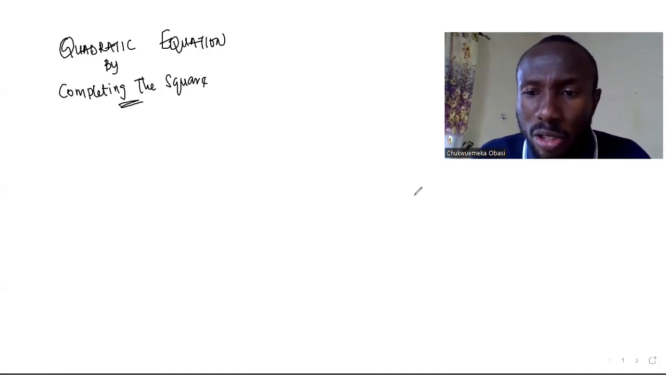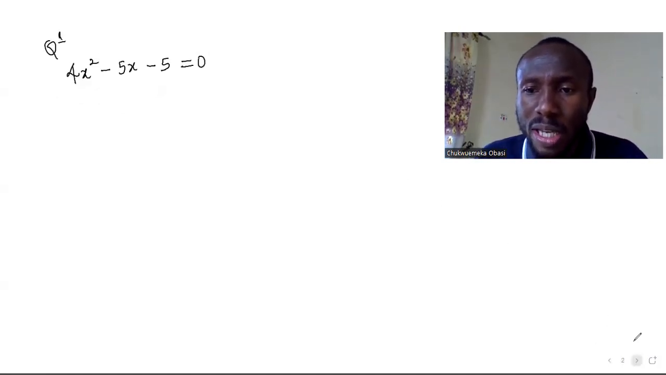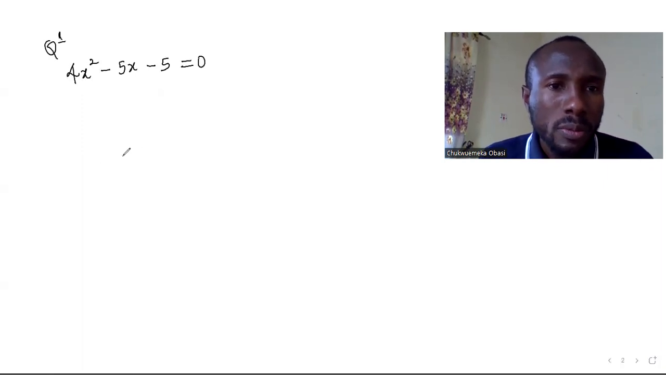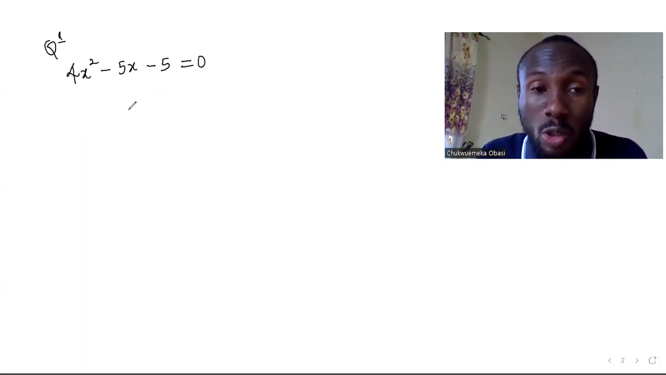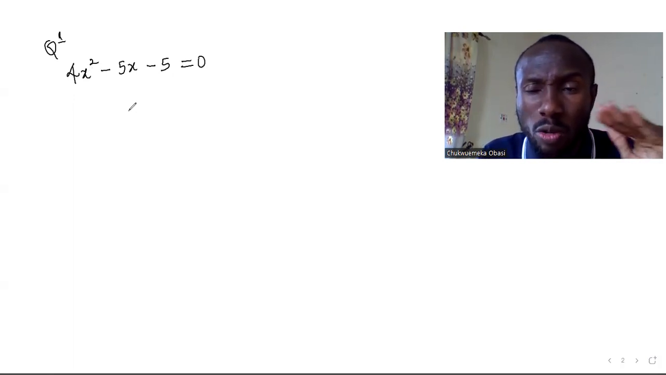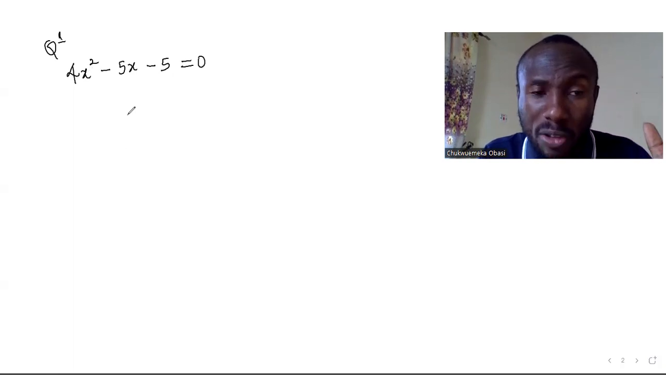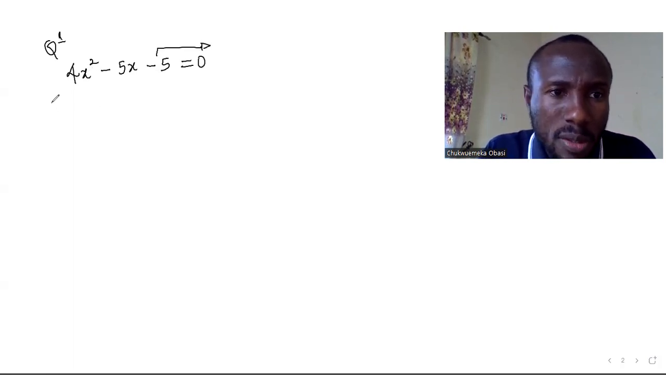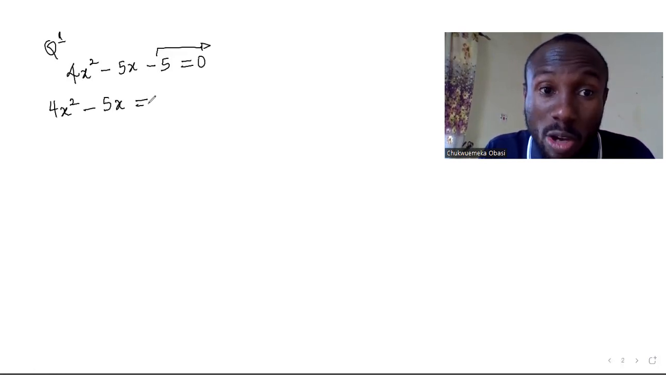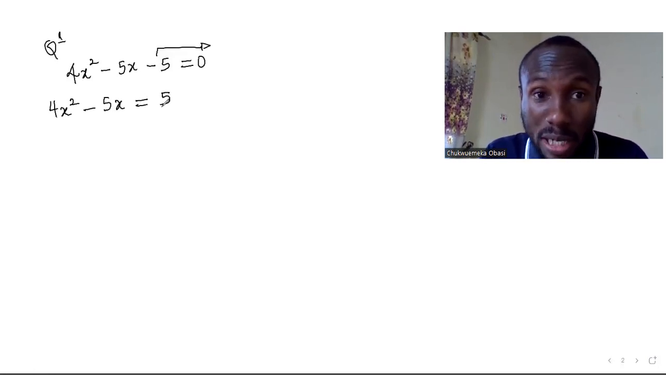All right, our first question here will be this. So we want to solve this quadratic equation by completing the square. Take note of the steps I'm going to be showing you, because that is how we are going to walk through all the examples we have here. So step one, you take this minus 5 to this side. So it becomes 4x squared minus 5x is equal to 5, right? Because it's negative when it comes over, it becomes positive.